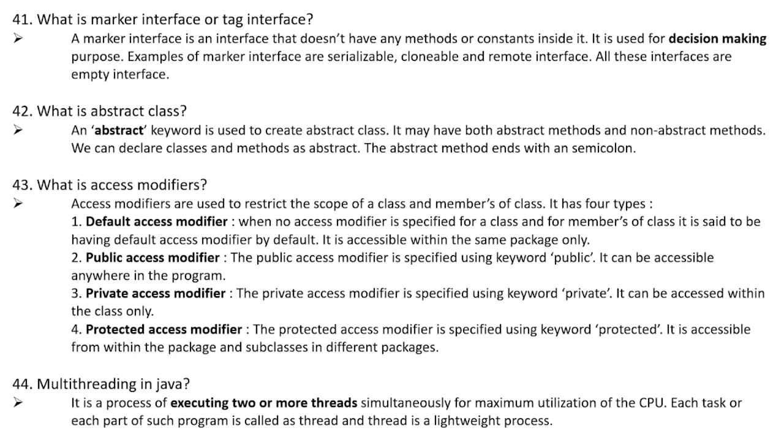2. Public access modifier. The public access modifier is specified using the keyword public. It can be accessed anywhere in the program. 3. Private access modifier. The private access modifier is specified using the keyword private. It can be accessed within the class only. 4. Protected access modifier. The protected access modifier is specified using the keyword protected. It is accessible from within the package and subclasses in different packages.